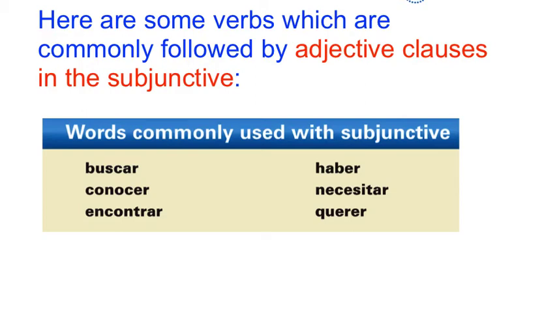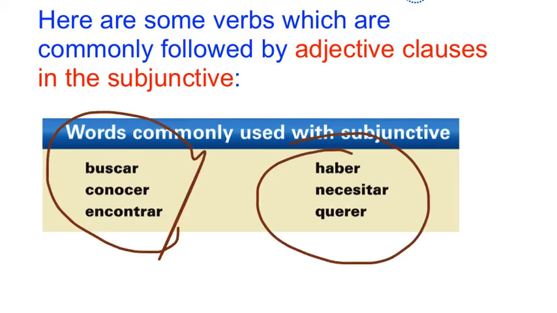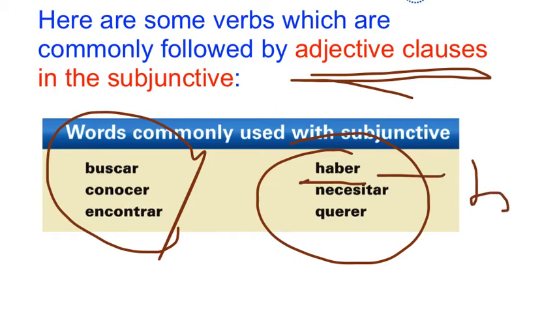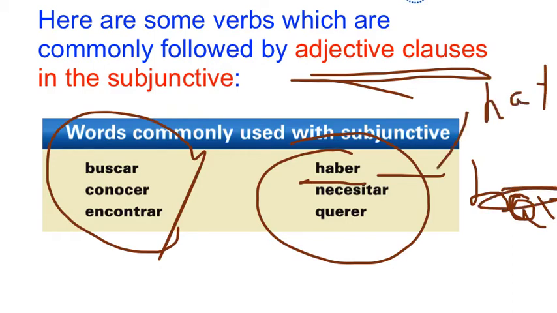Now we have a list of 6 verbs right here that are commonly used with the subjunctive in adjective clauses. They are buscar, and I think you know all the meanings of these, so I won't go through them with you, but we have buscar, conocer, encontrar, haber. We're talking about hay here. Pretty hard for me to write left-handed. Better right there. Hay. And then necesitar and querer.